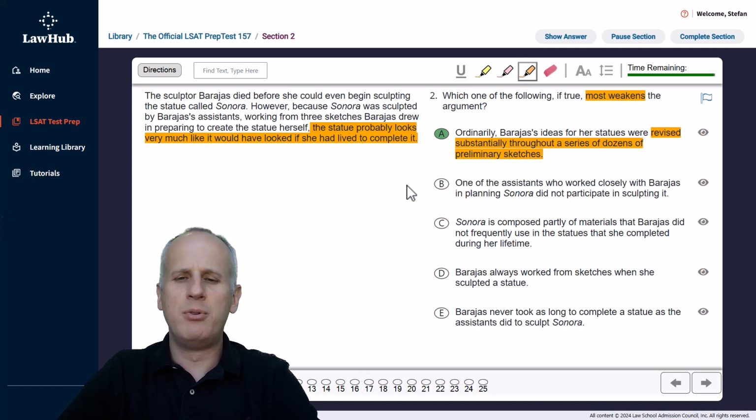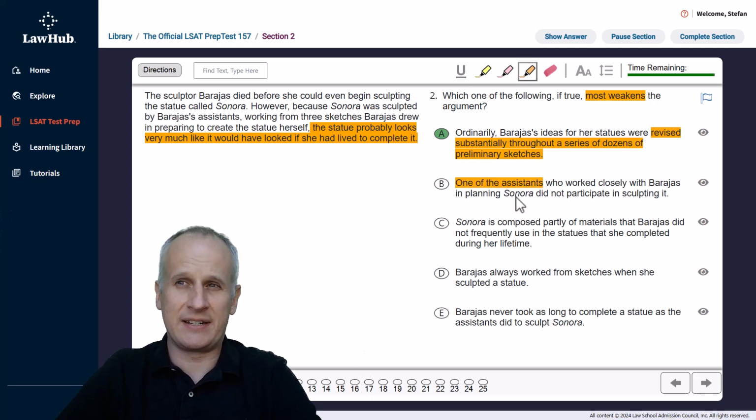Moving on to the remaining answer choices, primarily for the purposes of this video, we're still going to look for reasons to eliminate. Now, choice B, one of the assistants who worked closely with Barajas in planning Sonora did not participate in sculpting it. Okay, one of the assistants.